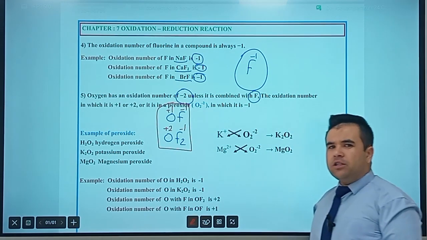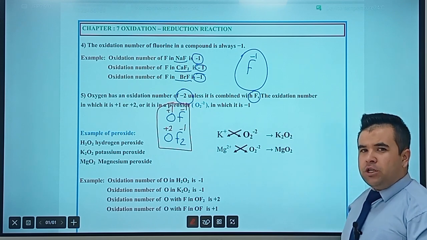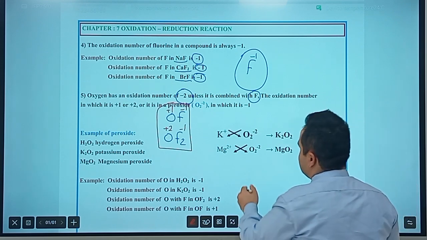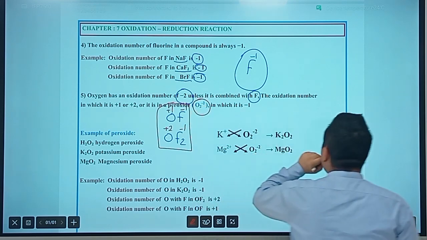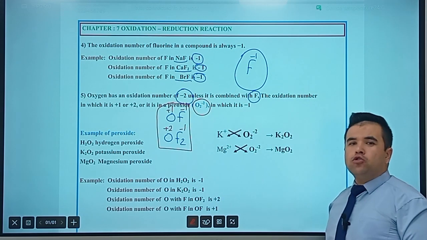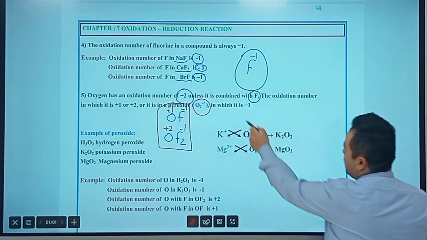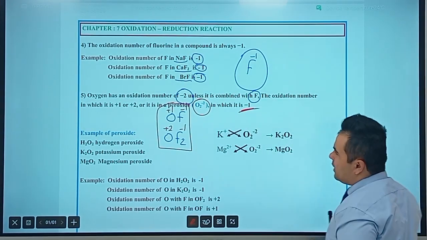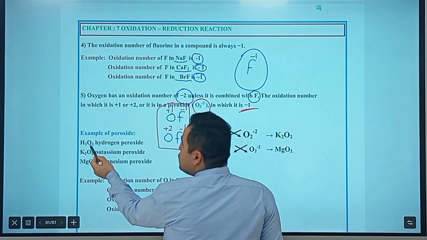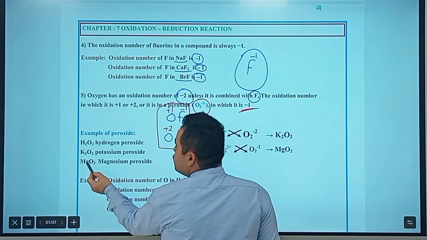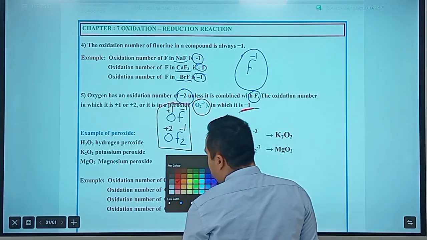How about the third oxidation number of oxygen? It's with the peroxide, guys. With the peroxide, which is O2 negative 2, the oxidation number of oxygen in the peroxide form is negative 1, guys. It's negative 1. Have a look at the examples with the peroxide, guys. H2O2, K2O2, MgO2. How do we know it's peroxide?